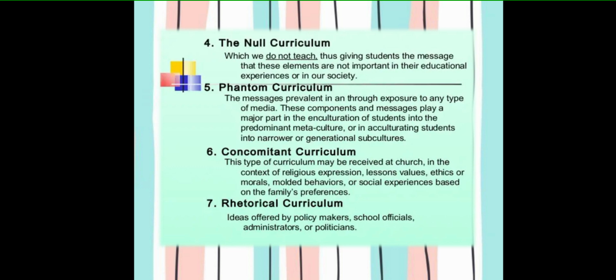The sixth one, concomitant curriculum. This type of curriculum may be received in the context of religious expression, lessons on values, ethics or morals, molded behaviors, or social experiences based on the family's preferences. Seventh one, rhetorical curriculum. Ideas offered by policymakers, school officials, administrators, or politicians.